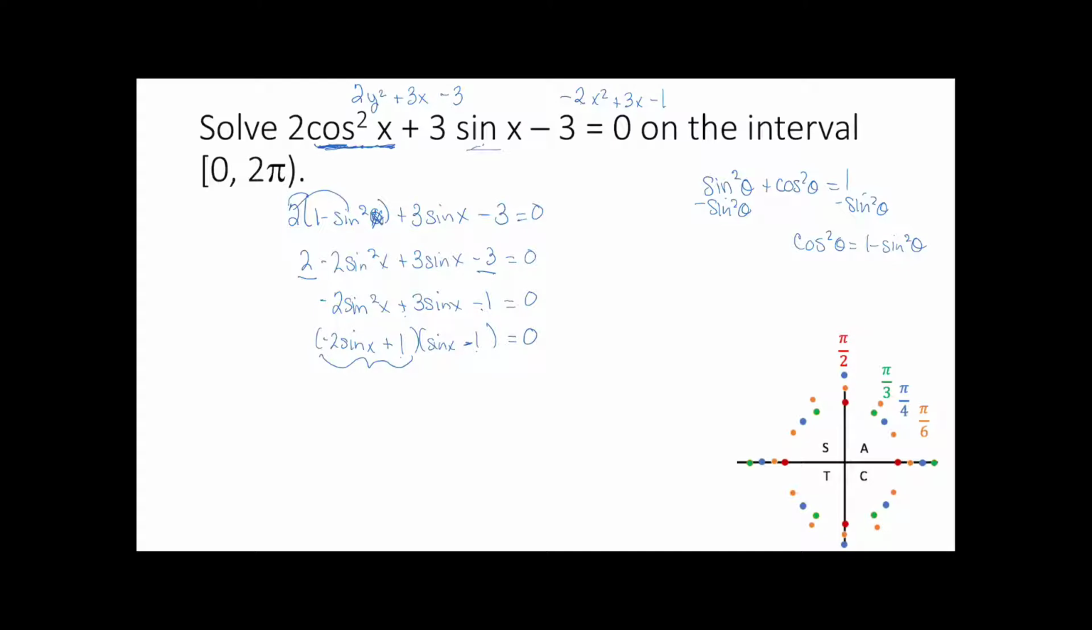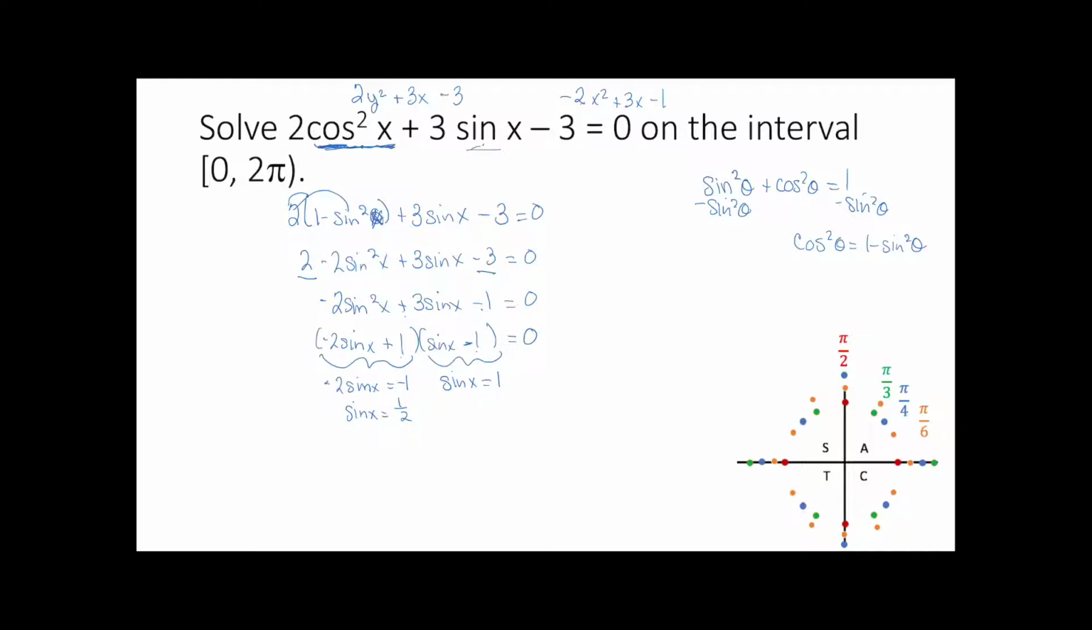So what makes this first parentheses equal to 0? If we bring our 1 to the other side, it will be negative. Dividing by negative 2, sine of x will be a positive 1/2. What makes our second parentheses equal to 0? If we bring the 1 to the other side, we're adding 1 to both sides, and sine of x is equal to a positive 1.